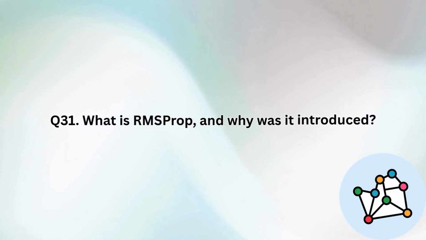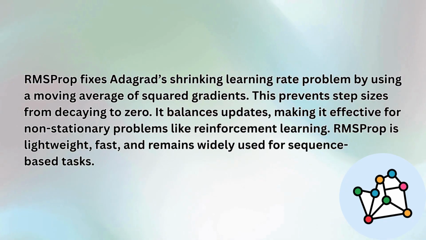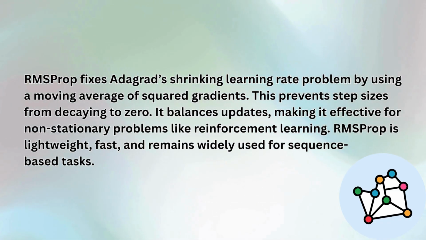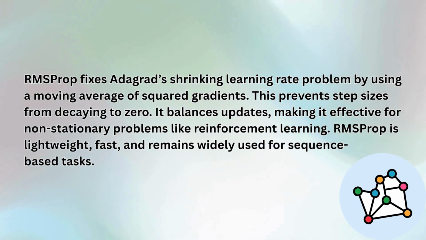What is RMSprop and why was it introduced? RMSprop fixes Adagrad's shrinking learning rate problem by using a moving average of squared gradients. This prevents step sizes from decaying to zero. It balances updates, making it effective for non-stationary problems like reinforcement learning. RMSprop is lightweight, fast, and remains widely used for sequence-based tasks.